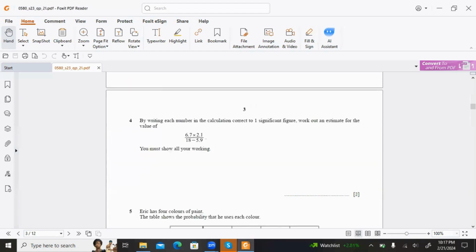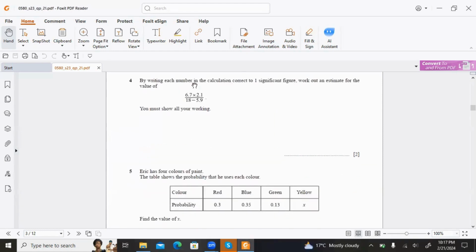Question 4 says by writing each number in the calculation correct to one significant figure, work out an estimate for the value of this. So 6.7 is rounded to 7, 2.1 is rounded to 2, 18 to 20, and 5.9 to 6, which means we have 7 times 2 over 20 minus 6, which is 14 over 14, that equals 1.